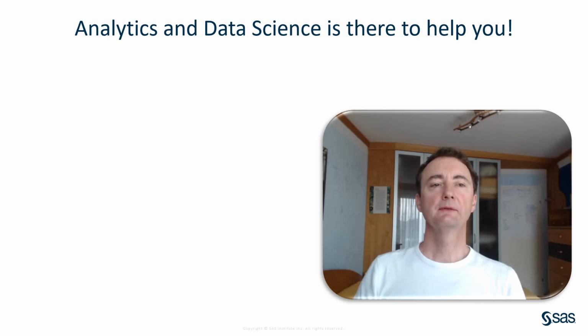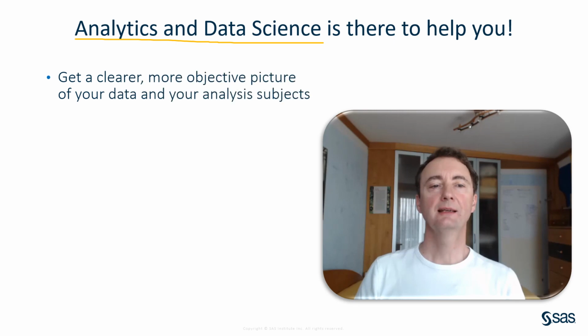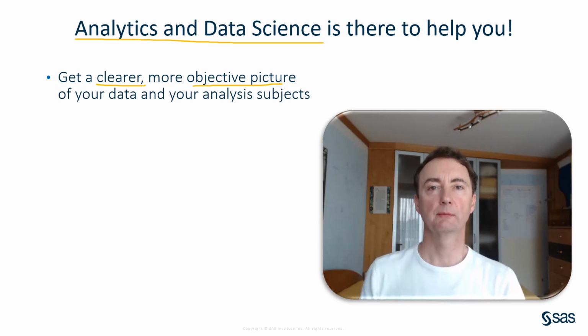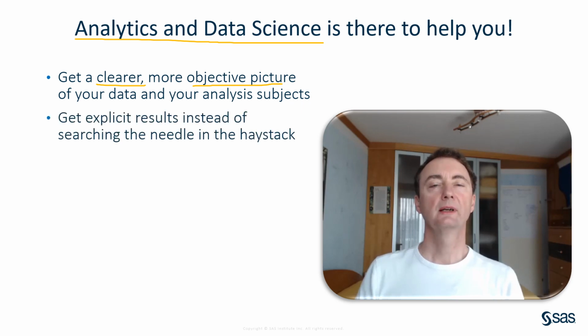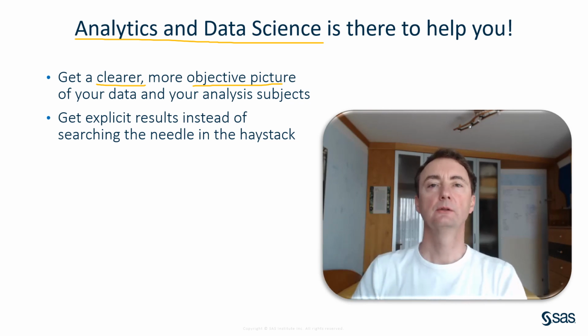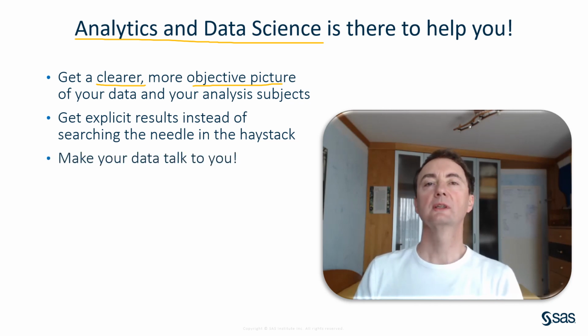In this case study, we have seen that analytics and data science is here to help you. It allows you to get a clearer, more objective picture based on your data in order to better judge about your topic and your outcome. In our case, we studied the forecast error to see what variables are important, and the multivariate regression model just gave us the answers instead of us having to ask each question individually in order to get a finding. So we made our data talk to us.